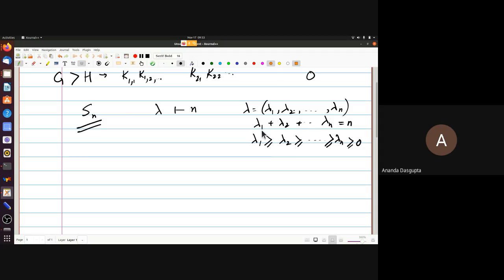Basically, what you do is given such a connection, such a partition. Of course, there are multiple partitions in the group Sn, but given any particular partition, what you can do is form this group.